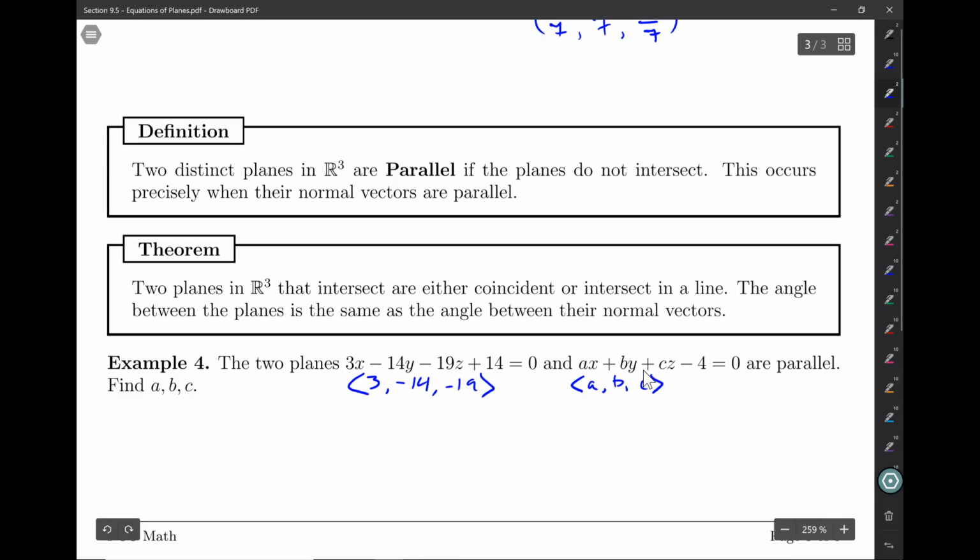Well, if we have two planes that are parallel, then that means that their normal vectors are parallel. Which means that their normal vectors, if they represent position vectors, would be the exact same vector. If this vector represents a position vector, then A would have to be 3, B would have to be negative 14, and C would have to be negative 19, in order for those to be precisely the same. A is 3, B is negative 14, and C is negative 19. So there we have it.